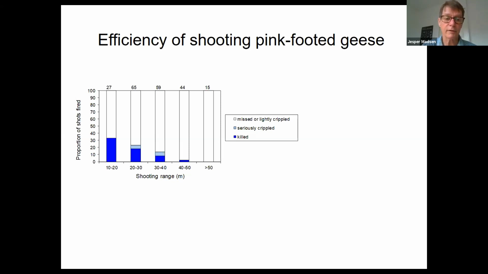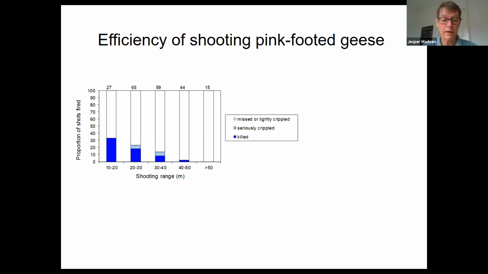And we then looked at what was the fate of birds that were flying over the hunters. Were the shots hitting the birds? Were the birds killed? Could we see that they downed and were retrieved by the hunters? Could we see if they were seriously crippled and not retrieved? Or could we just see that they were missed or lightly crippled? In some cases, we could see that the birds reacted to the shot, but we were not able to see if they were actually crippled or not, hit or not. So that was the uncertainty that we have. We don't know if they were missed or if they were lightly crippled.